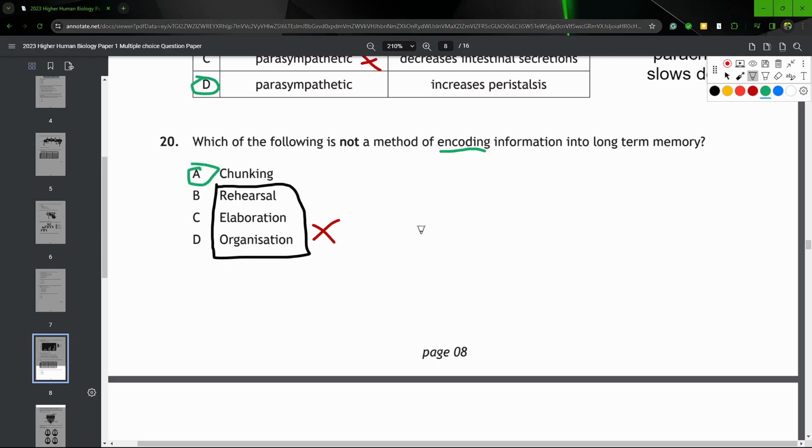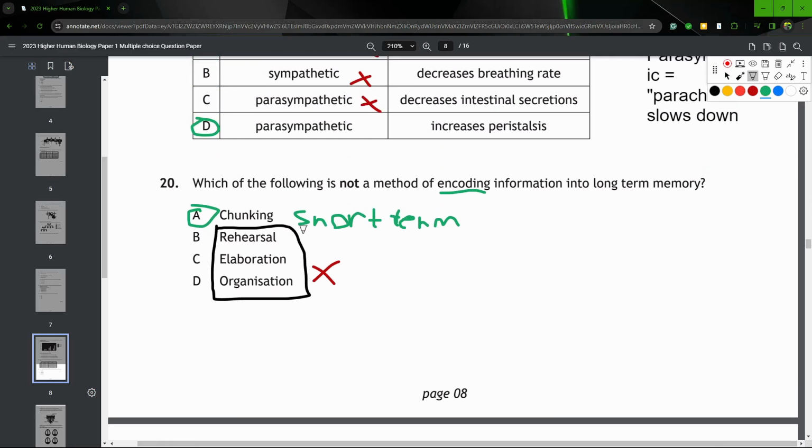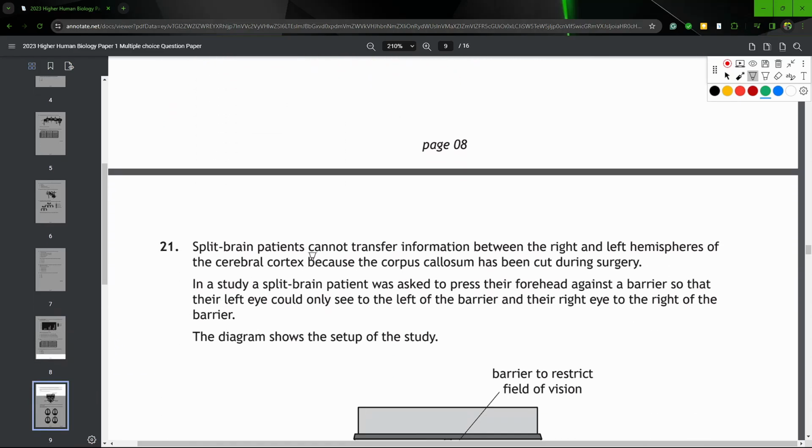Ah, yes, but it helps with encoding information into short-term memory. So it has no effect on long-term memory. That's the wee trick they get you with there. And I'll see if I can write short-term without looking like a complete idiot. Yeah, that looks about right. So that's why it's chunking. And chunking is like when you're reading a phone number, you don't go individual numbers. Instead of going 1, 2, 3, you go 1, 2, 3, 4, 5, 6. You kind of combine them into wee groups to make them easier to remember.